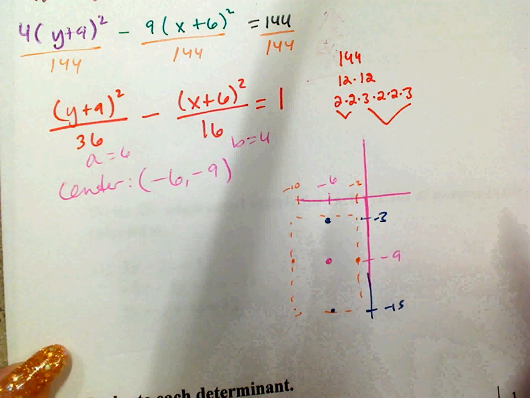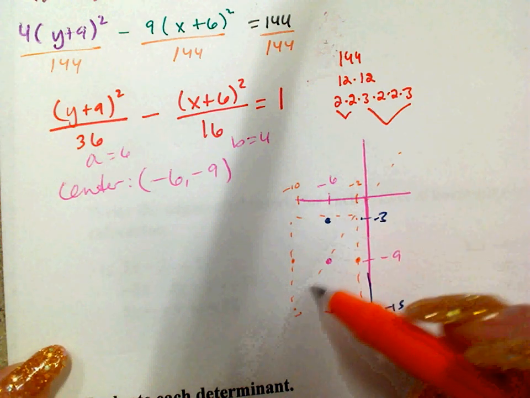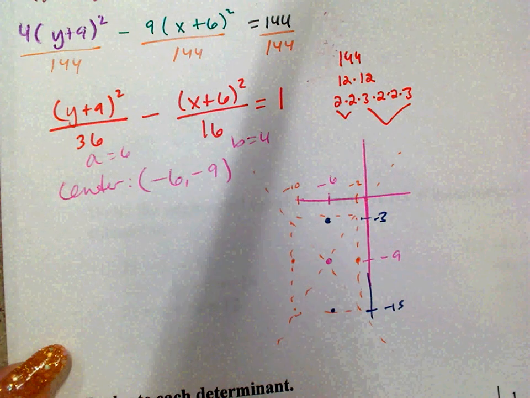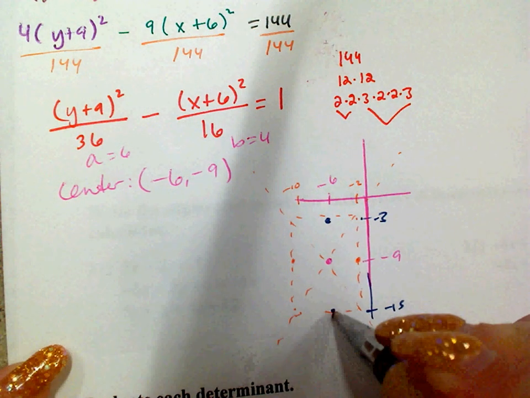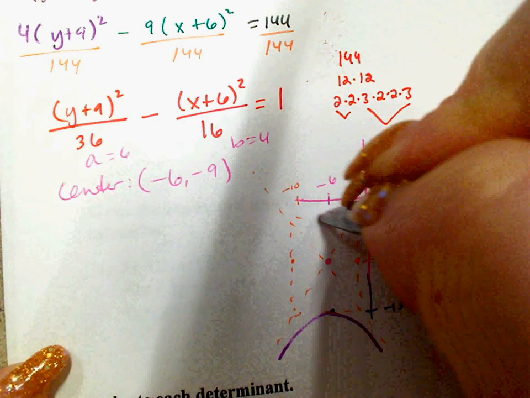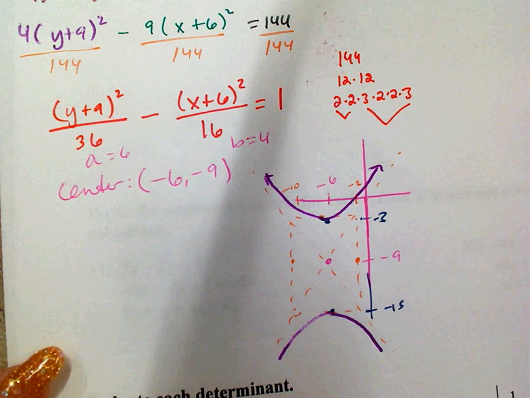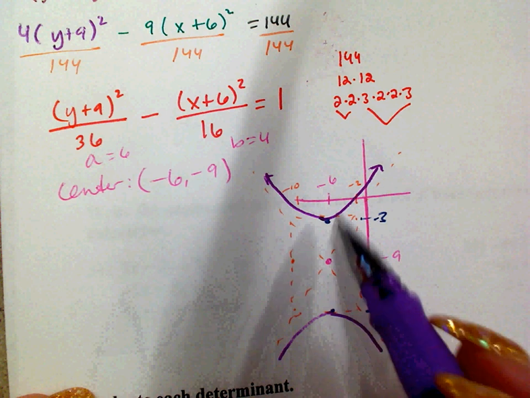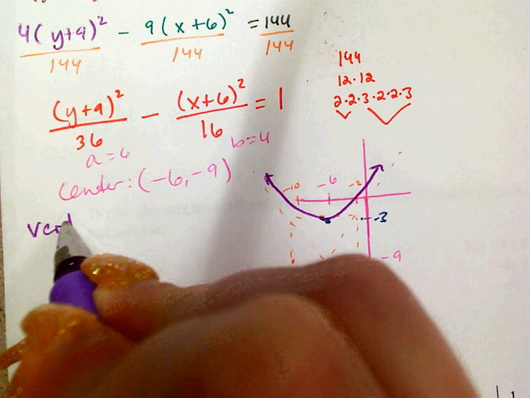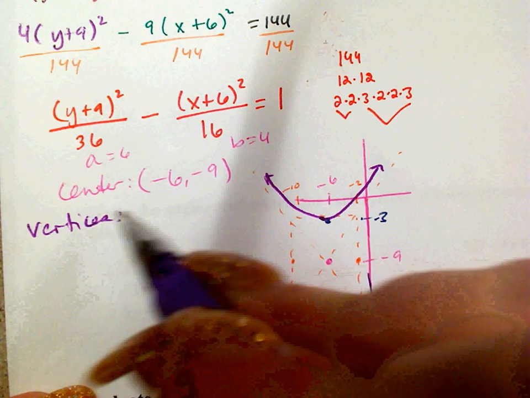And then I would use that to create my asymptotes. And so my hyperbola looks like this. I know we don't have to sketch it, but I'm just going to do this to help me write everything down. So my vertices are at -6, -3, and -6, -15.